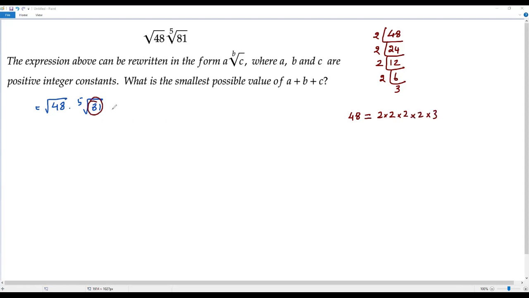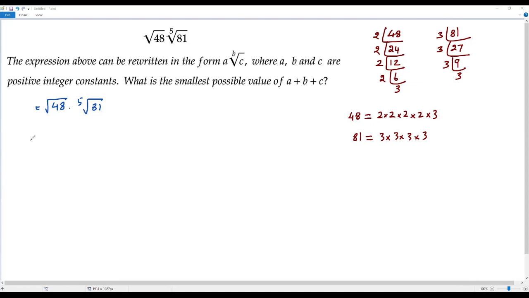Now we have to do the same thing for 81. When I consider the number 81, it's a multiple of 3, because when I add 8 and 1, I get 9, and 9 is a multiple of 3. So 81 can be divided by the prime number 3. When I divide 81 by 3, I get 27. Again, 27 is a multiple of 3, so dividing by 3 gives 9. 9 is a multiple of 3, so dividing by 3 gives 3. So 81 can be written as 3 times 3 times 3 times 3. Here I got both numbers 48 and 81 as the product of their prime factors.